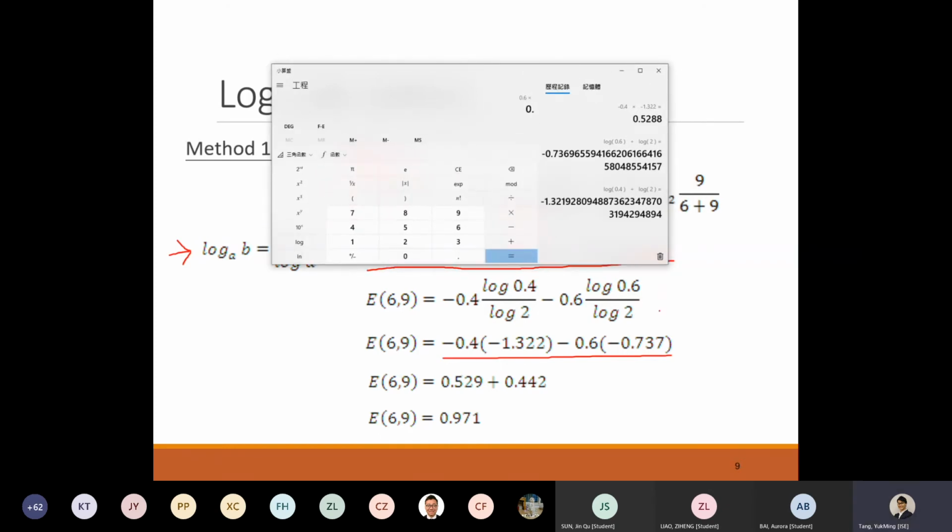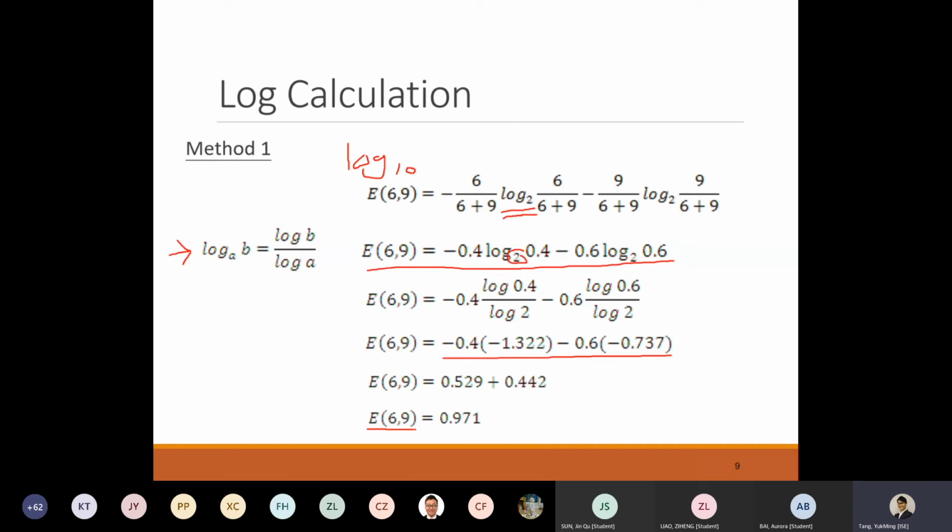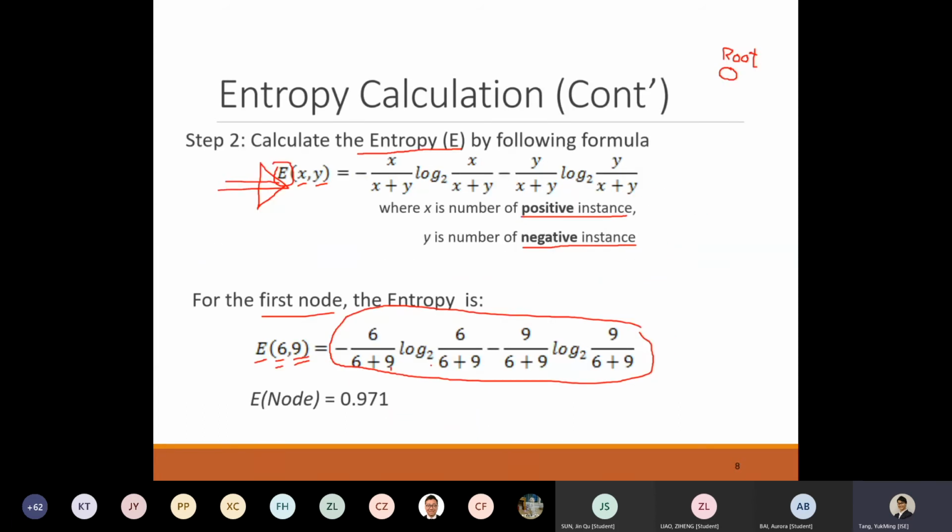0.6 times 0.737 and got 0.442, and then plus 0.529, and then finally we calculate the entropy E bracket 6 9 is equal to 0.971. Okay, so this is the first step. We calculate the entropy if there are 6 positive instances and 9 negative instances. Now we have already calculated the entropy for the root node. So remember, this is the entropy for the root node.